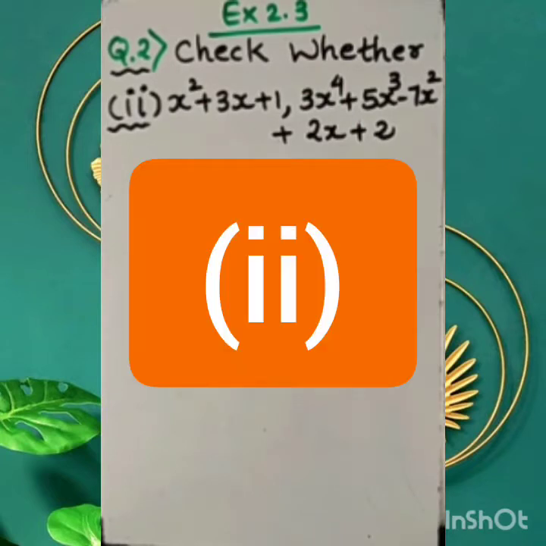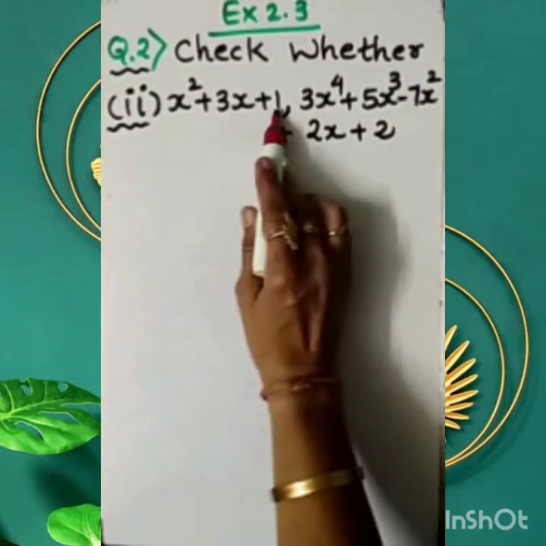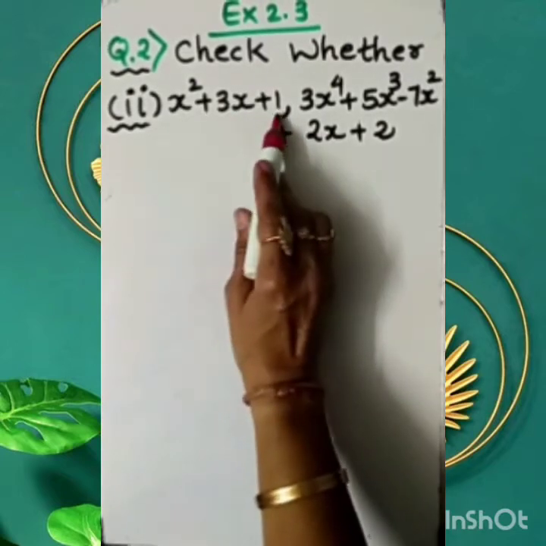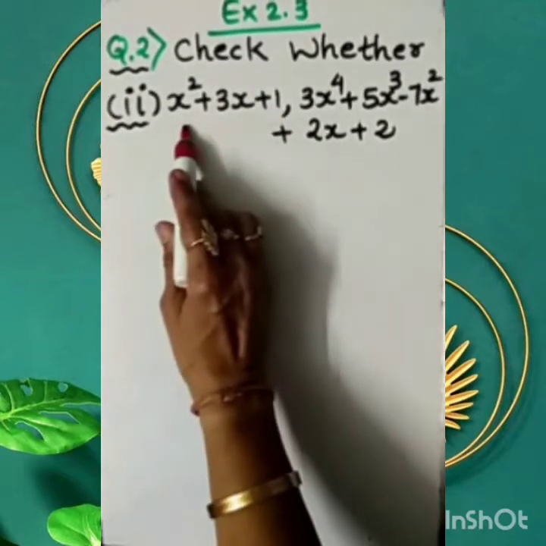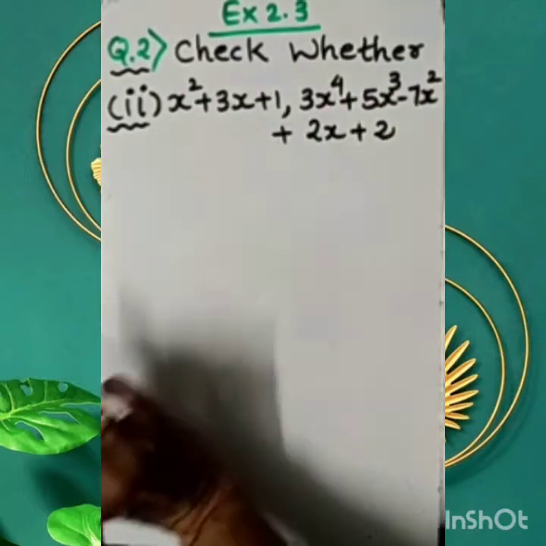So my dear student, the second part of the question is in front of you. x square plus 3x plus 1. This is the first polynomial. It is actually a trinomial. We want to divide this trinomial with this trinomial.